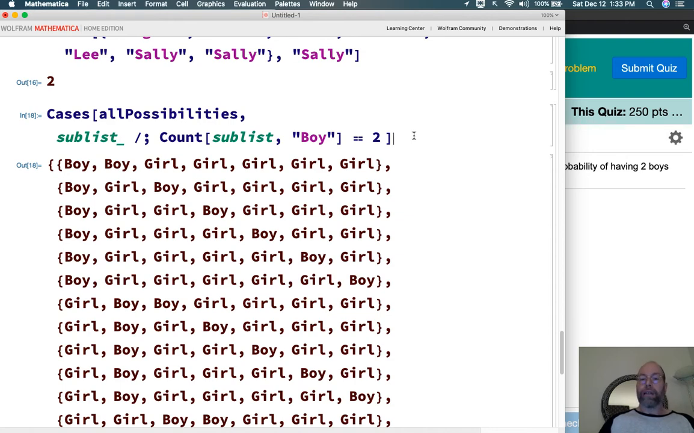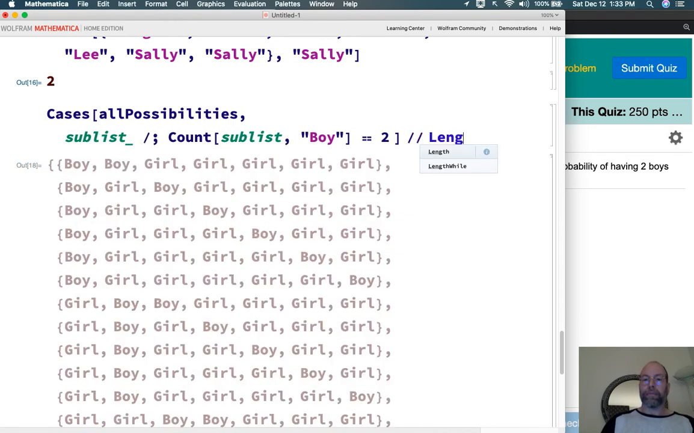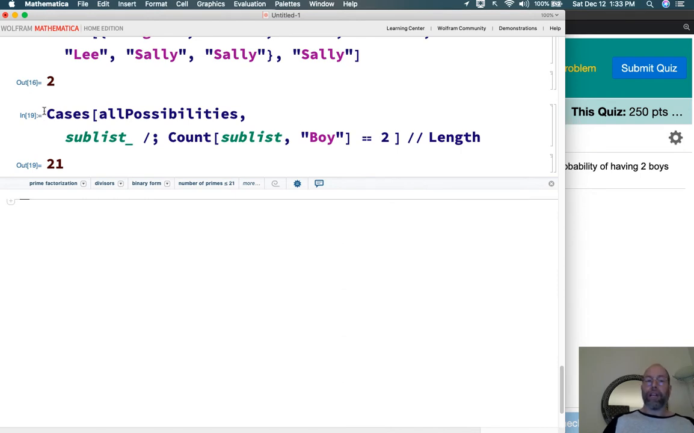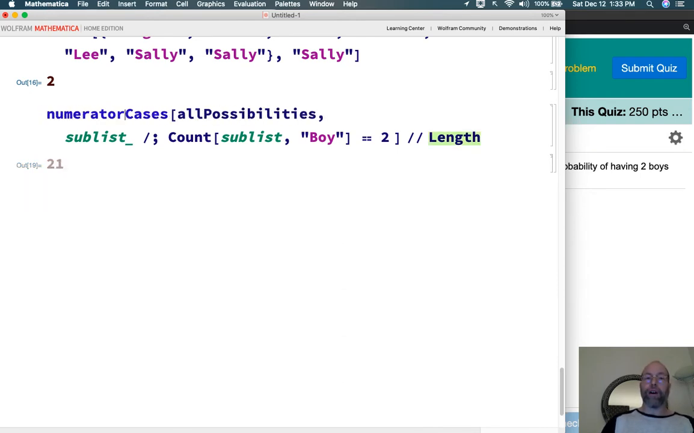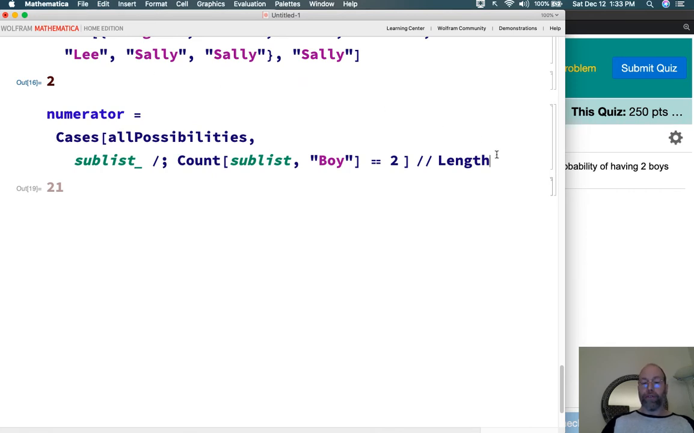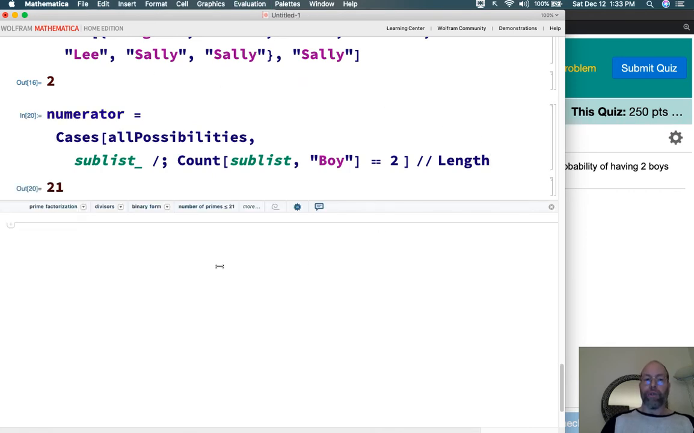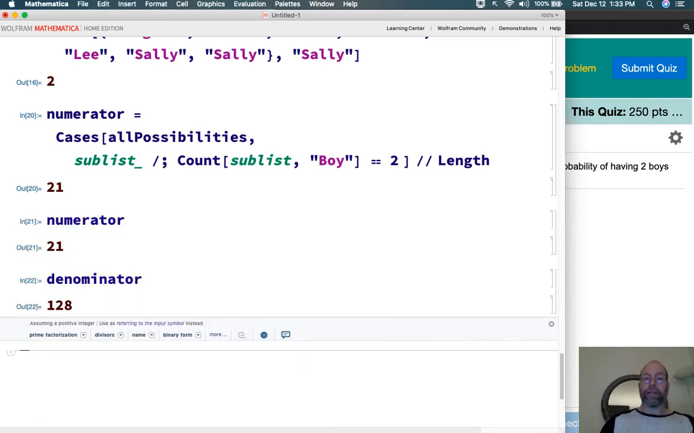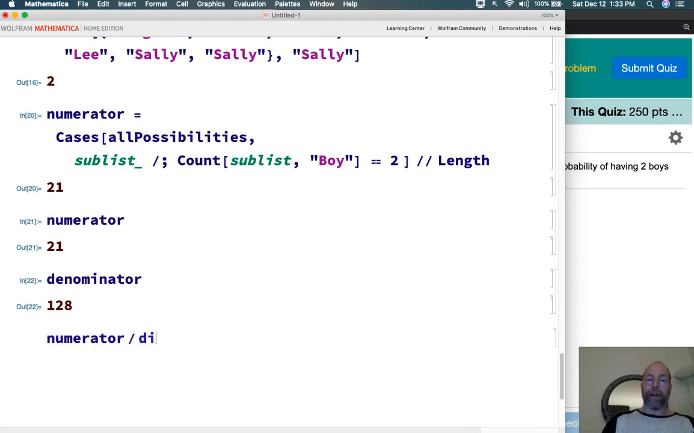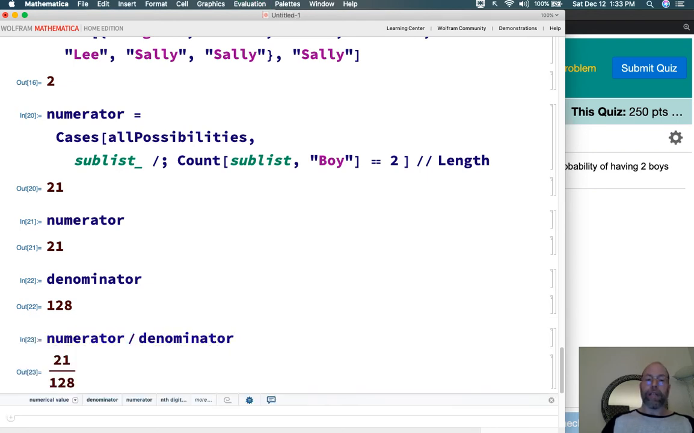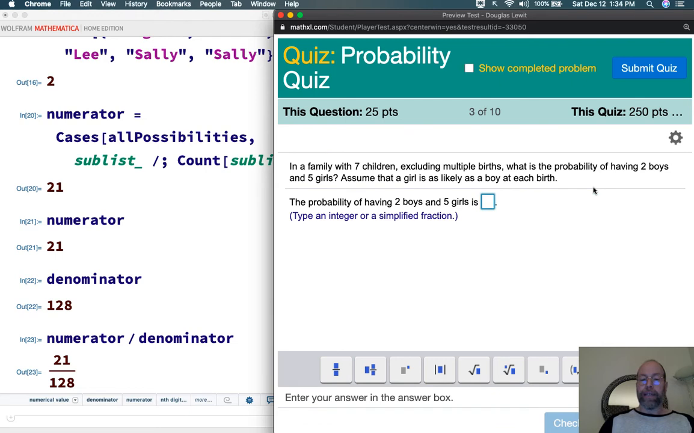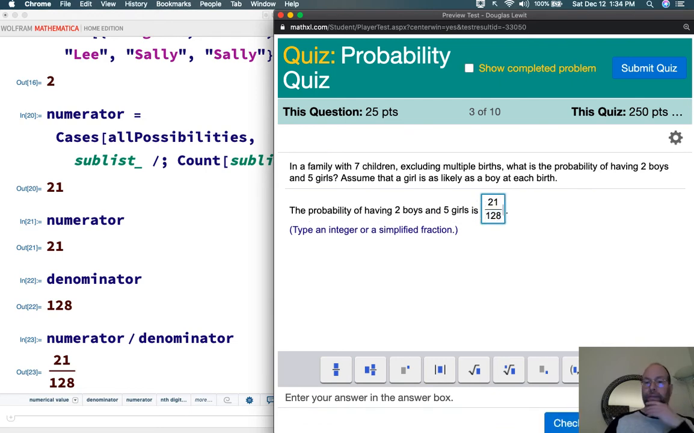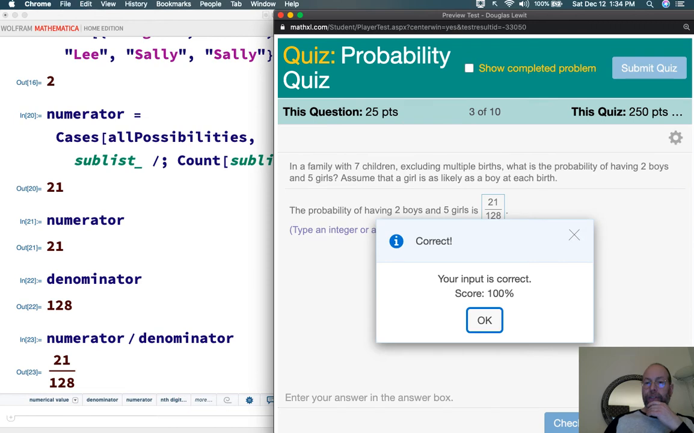Now, how long is this list? The list is 21. So we're going to save this value and call it our numerator. So the numerator is 21 and the denominator is 128. Numerator divided by the denominator is simply 21 over 128. So that's the answer, 21 divided by 128. Your input is correct, score 100%.